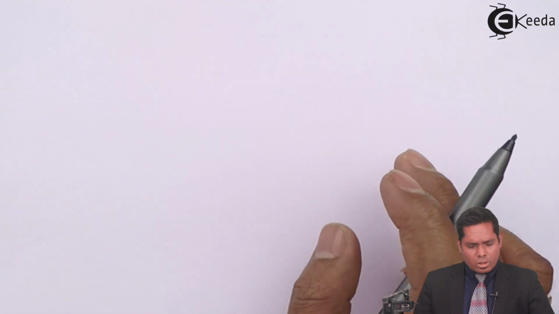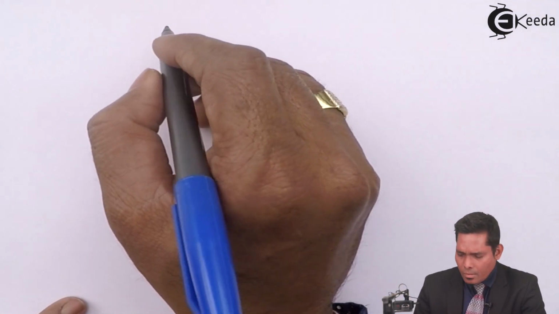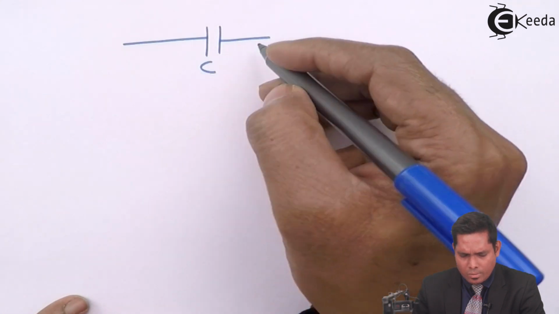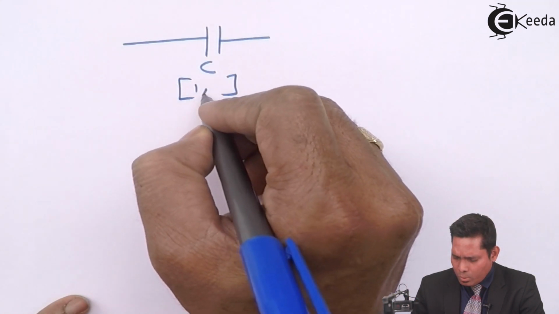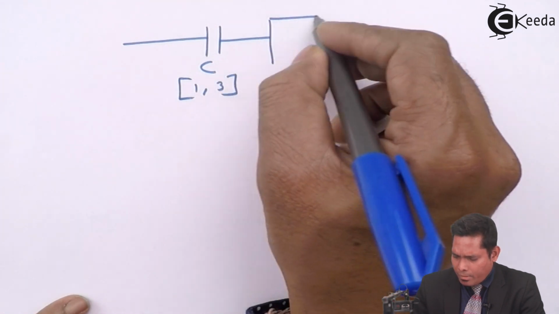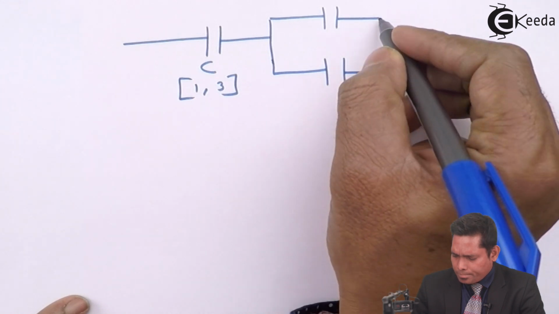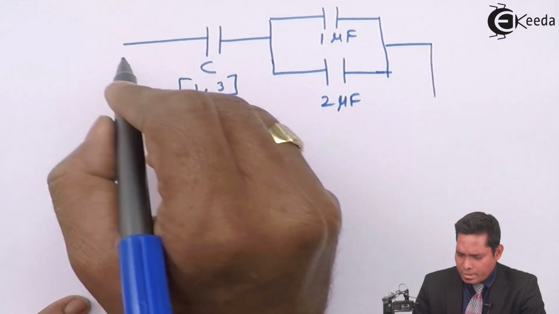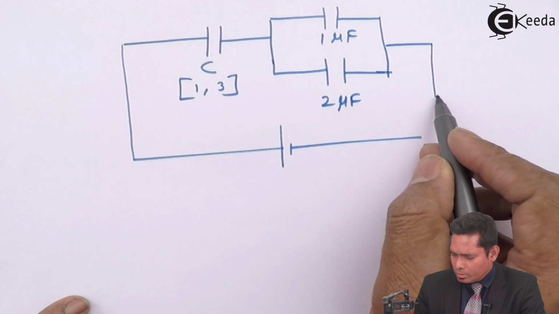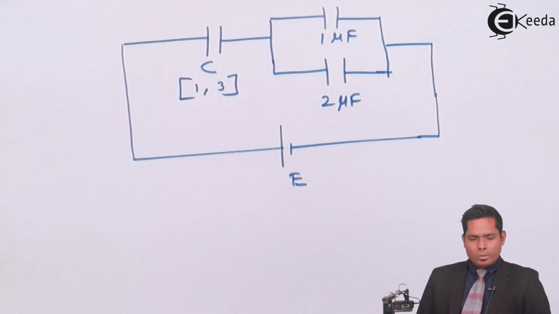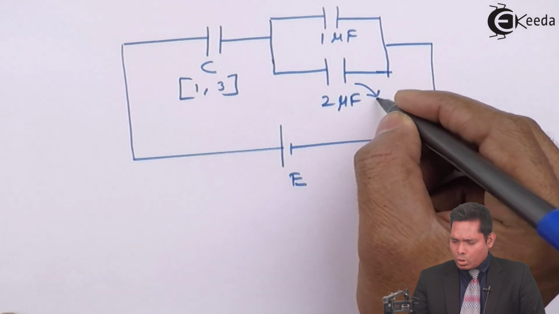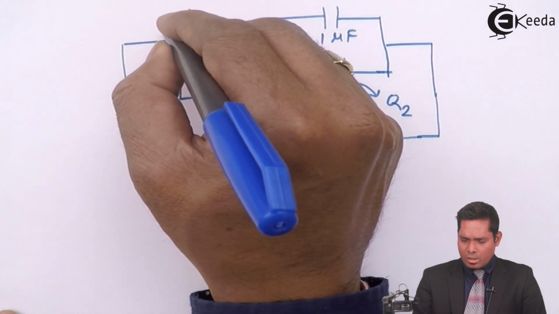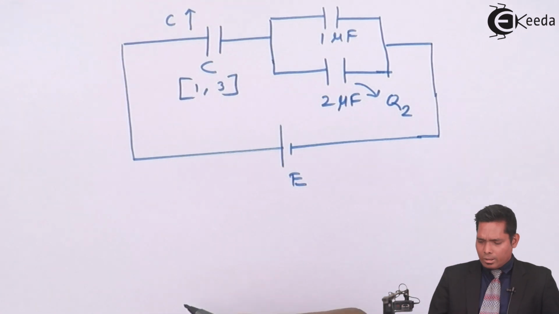If I use the circuit, let us draw the circuit first. This is question number 16. The circuit is: here is C, which varies from 1 to 3, and I have a capacitor over here which is 1 microfarad and 2 microfarad here, and there is a battery connected over here, E. The charge on this is Q2, which will change as C changes. As C increases, what will happen to Q2, that we will understand first.